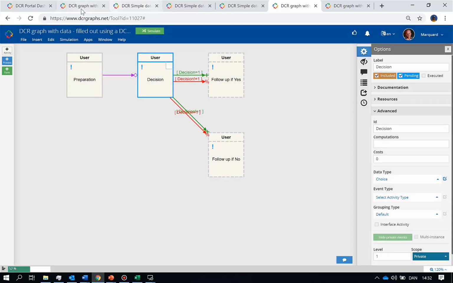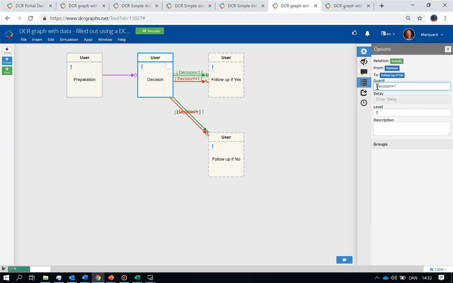Secondly, we notice that the include and exclude coming out of decision are guarded. The exclude relation is guarded with the expression decision is not 1. Relations with guard are only considered part of the graph if the expression validates to true. So, if decision is 1, we do not consider the exclude relation to exist at all. Even though we have both an include and exclude relation going from decision to follow-up if yes, one of the relations is relevant depending on the value of the decision activity.